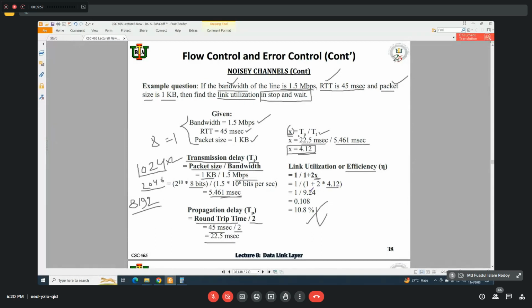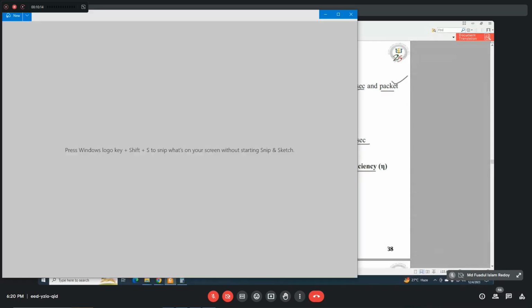and plus 1, so 9.24. 1 divided by 9.24, you're getting 0.1108. So you're getting here 10.8%, right? So you multiply with 100. Get it? That is how to calculate the efficiency or link utilization.